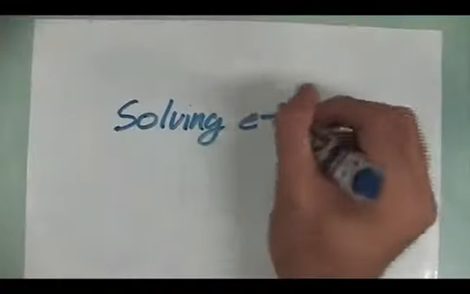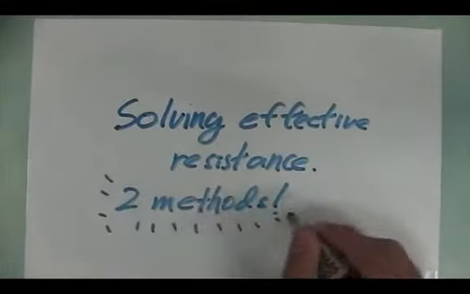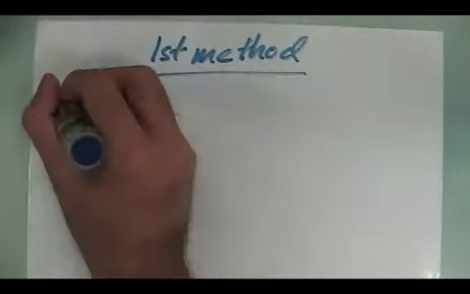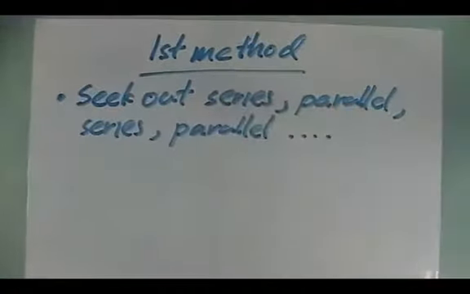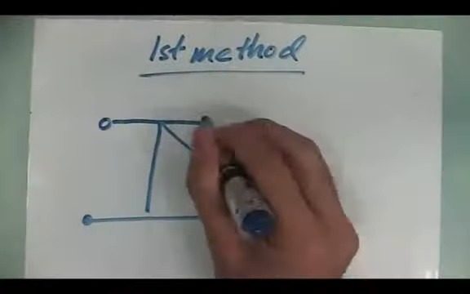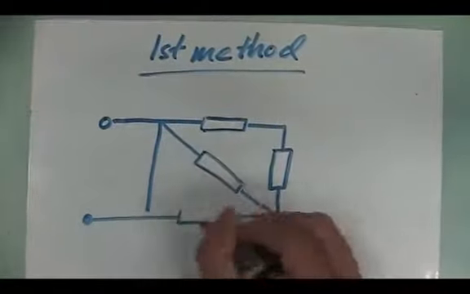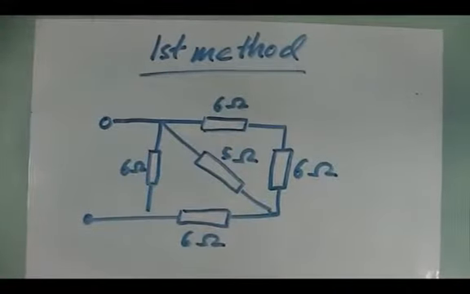Let us now learn to solve effective resistance in complicated looking circuits. I will be teaching you two methods to do this. For the first method, we will solve effective resistance by looking for series, then parallel, then series, then parallel resistors. Here's how it's done. Take for example this complicated looking circuit with 5 resistors. Their resistances are 6 ohms, 6 ohms, 5 ohms, 6 ohms, and 6 ohms.